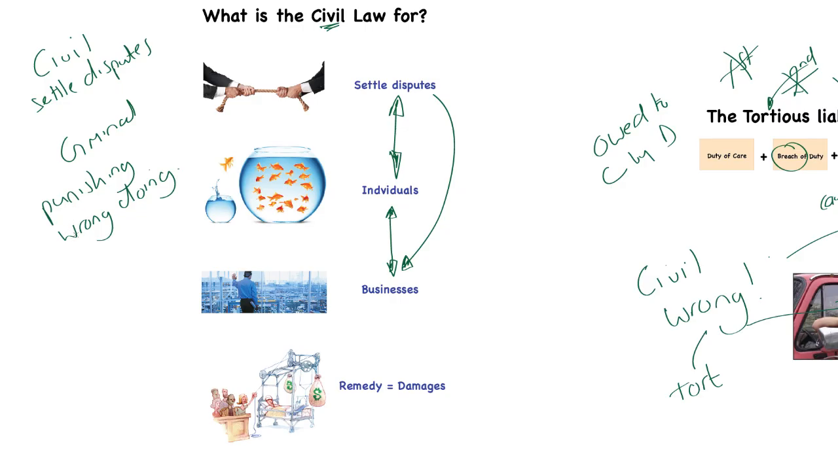Civil cases are started by the claimant. So the claimant starts a civil case. And the claimant is the person that has suffered the loss. They are often referred to as the plaintiff. So in civil cases, you have a claimant and a plaintiff. In criminal cases, of course, you generally have a victim. But in civil cases, you have a claimant or a plaintiff.